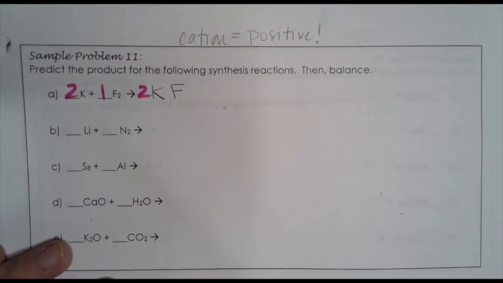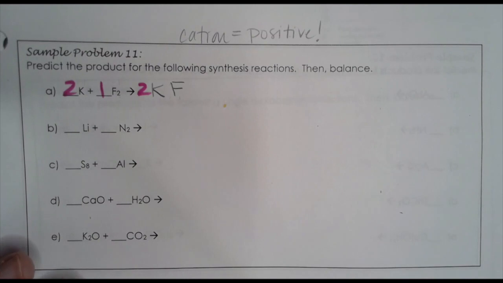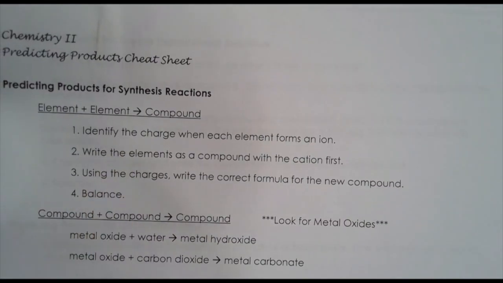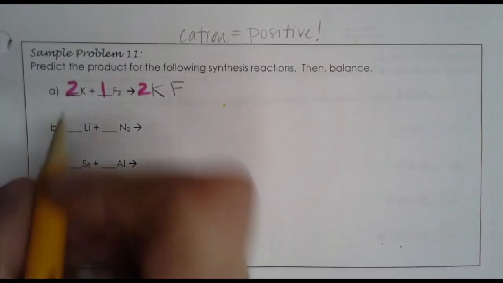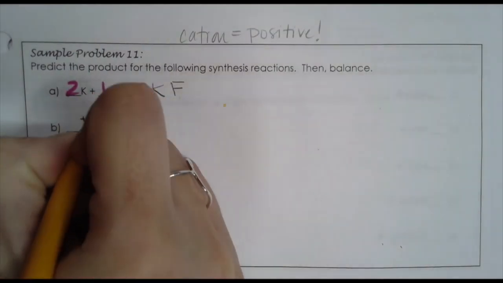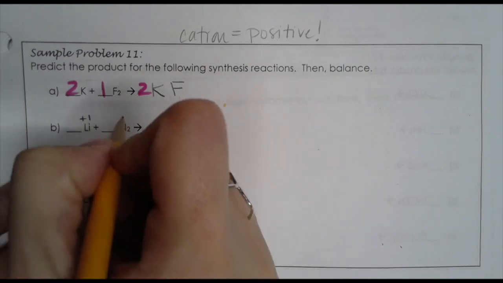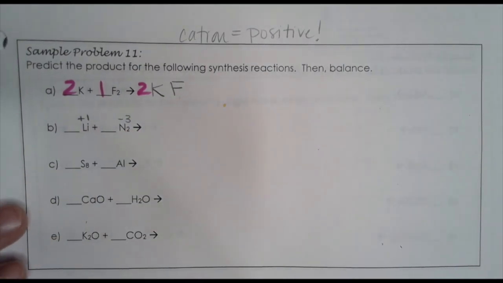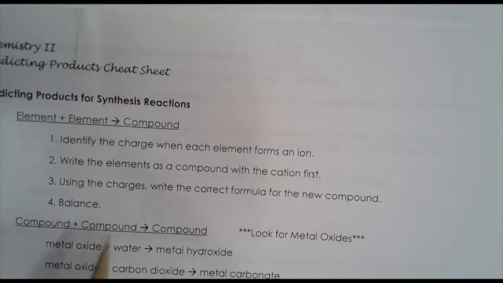Let's try the next one. We're going to start from step 1: identify the charge when each element forms an ion. Look at that list of common ions. Lithium is +1 and nitrogen is -3. Second step, write the elements as a compound with the cation.